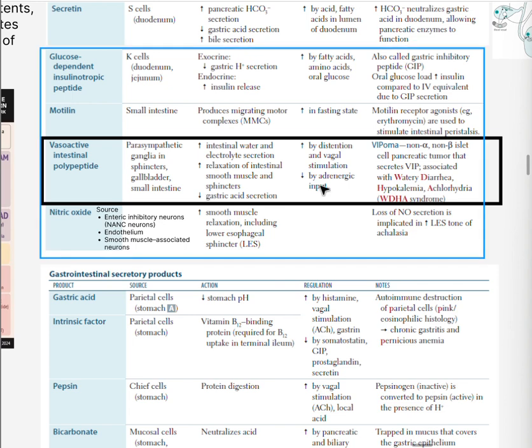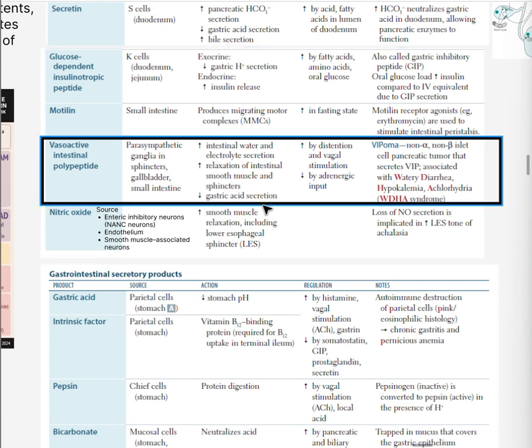So what kind of effects do you have? In the intestine, you have increased water and electrolyte secretion in the intestine and the pancreas. In the smooth muscles, you have relaxation. In the blood vessels, you have vasodilation. In the pancreas, you have bicarbonate secretion being increased. And in the stomach, you have decreased gastric acid secretion.